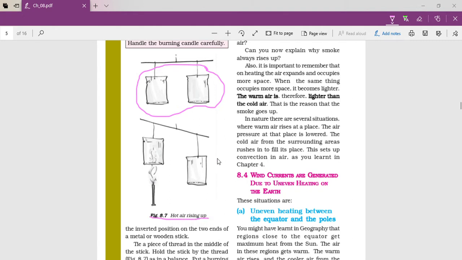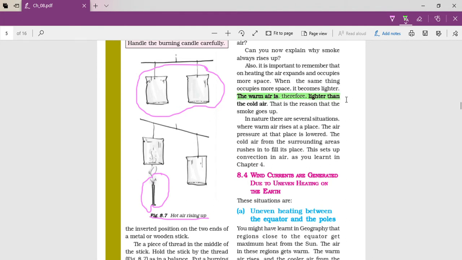Put a burning candle below one of the bags as shown in the figure. So observe what happens. As the warm air rises up, it pushes the bag above the candle. The warm air is lighter than the cold air. So, note it down, the warm air is lighter than the cold air.